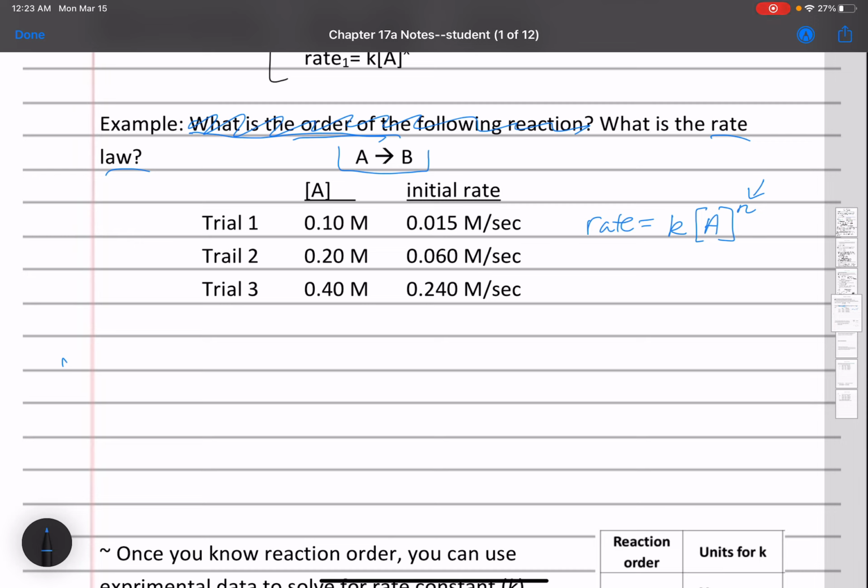Okay, so we have 3 different trials that were performed of this reaction, and there were 3 different concentrations of A in each trial, and we measured the rate of the reaction at each of these concentrations. So what we're going to do is pick 2 data points and compare them.